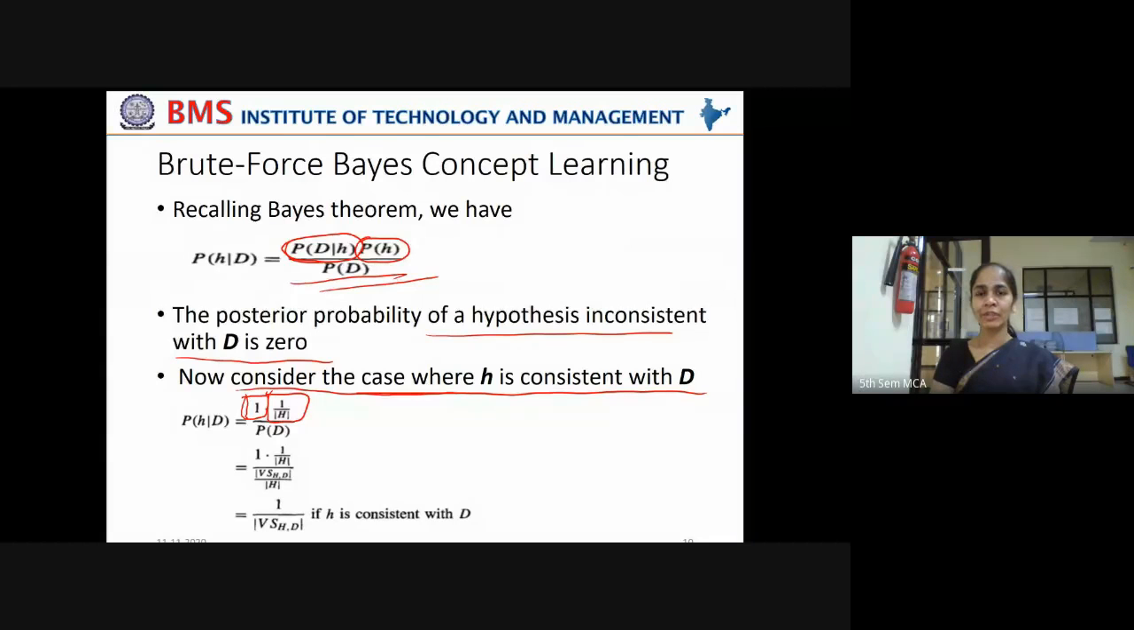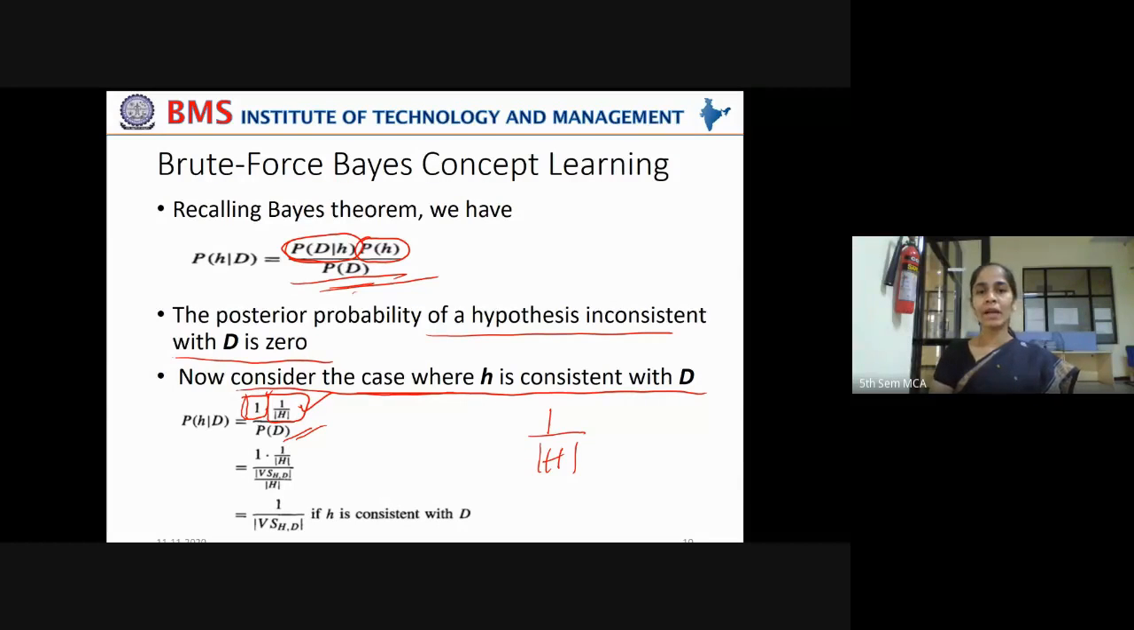That you have substituted. Now probability of H, you don't have prior probability knowledge, so you are assigning equal probability to all. That is 1 by mod H. That also you are substituting here, divided by probability of D. Write it as it is. Now let us further refine our knowledge of these measures that are given.